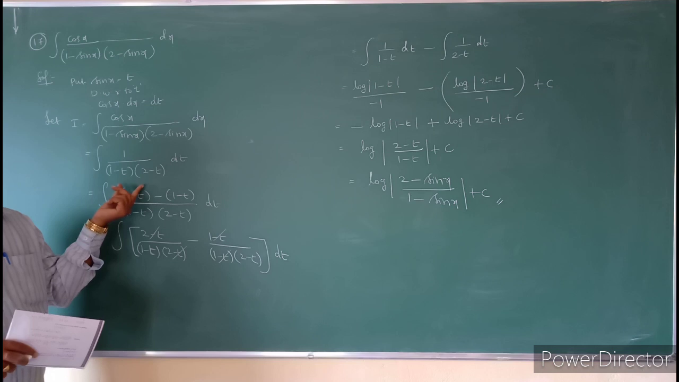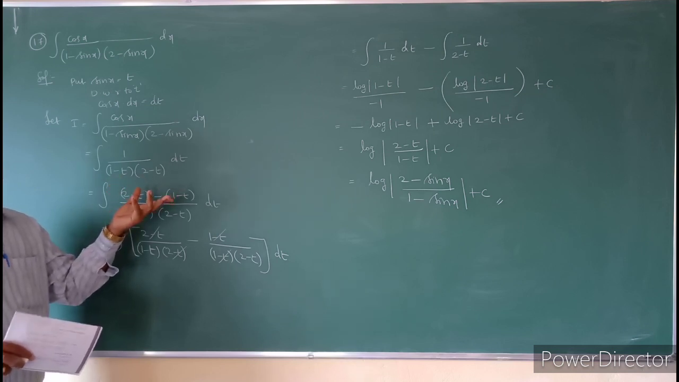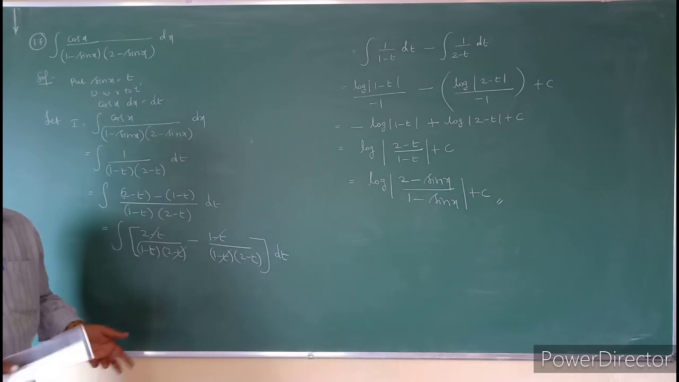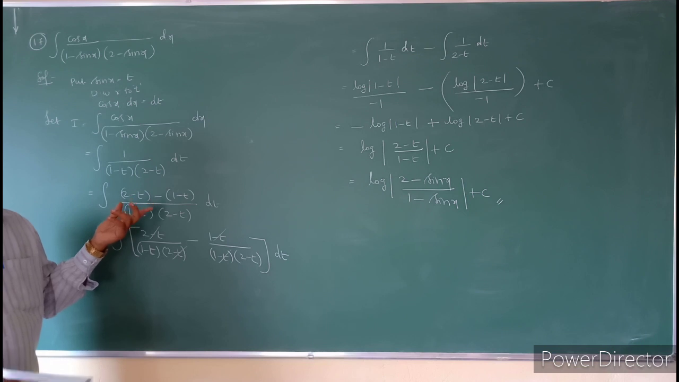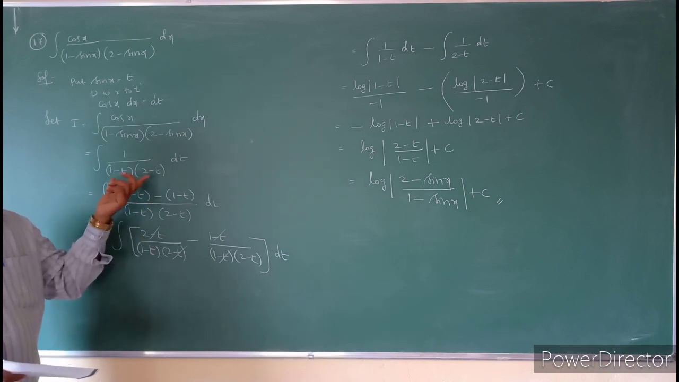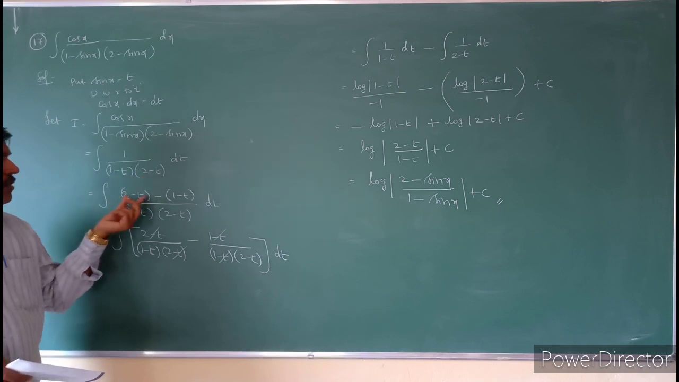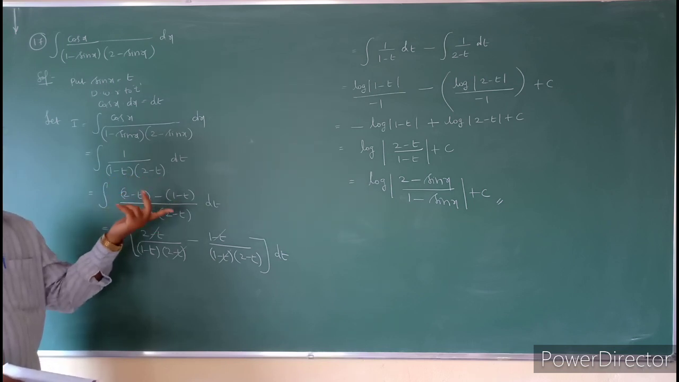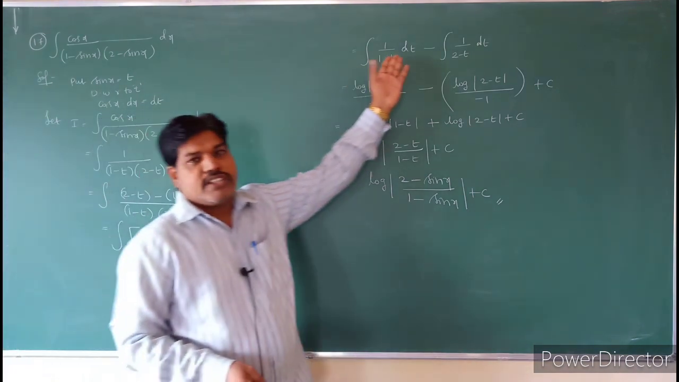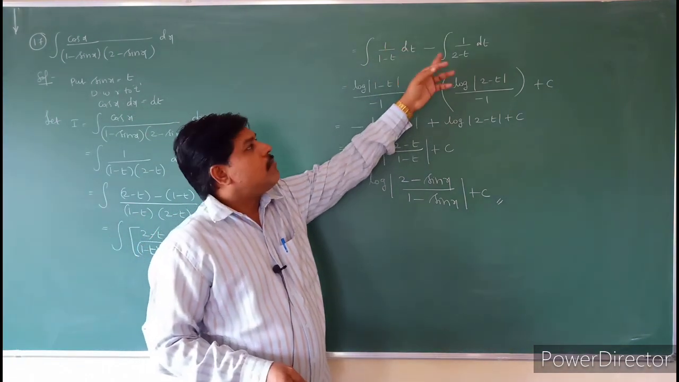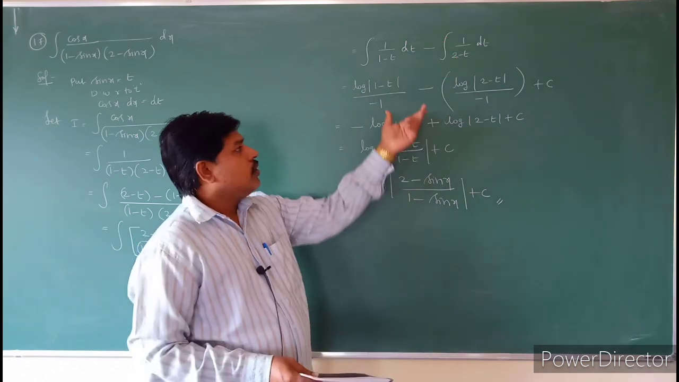You can use the partial fractions: a by 1 minus t plus b by 2 minus t. So you can calculate the a value and b value, and then apply the integration. But without using the partial fractions, I am doing the problem here. Why? Because the difference of this one and this one is 1. So 2 minus t minus of 1 minus t is 1. By separating the terms and simplifying, you will get the partial fractions: 1 by 1 minus t minus 1 by 2 minus t. Then apply the integrations, you will get this value.